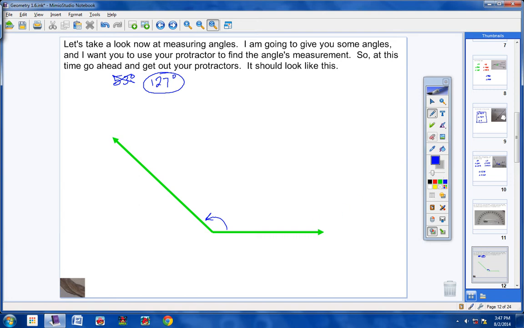And by the way, how about this? What if I asked you to draw an angle? Please pay attention on this, okay, students? You might want to go ahead and put this in your notes, okay?